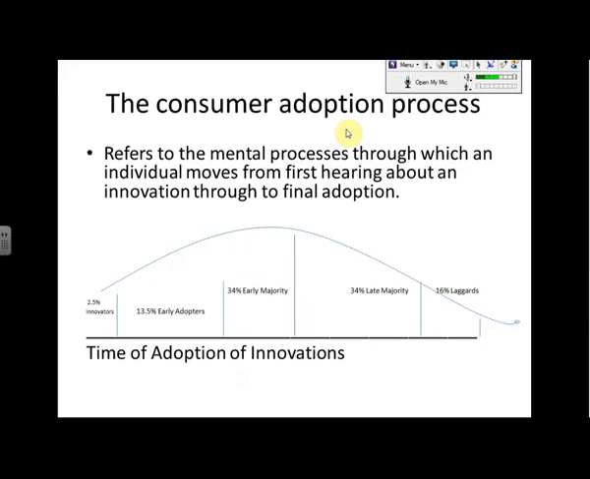Now, we find that the first stage here, we only have 2.5%. And these are what are known as innovators. And then the second level here, we've got 13.5%. These are the early adopters, right? And then we have the third level, which is 34%. These are the early majority. And we have the fourth one, 34%, late majority. And then lastly, at the end there, we have 16%. These are the laggards.